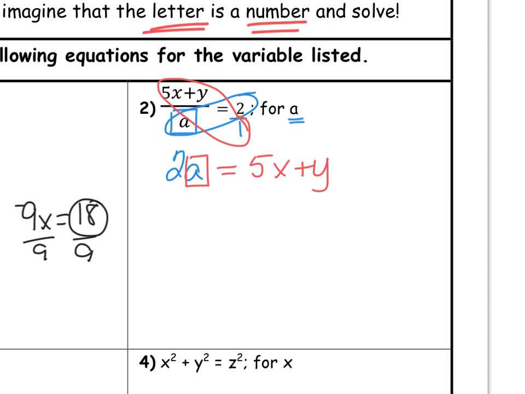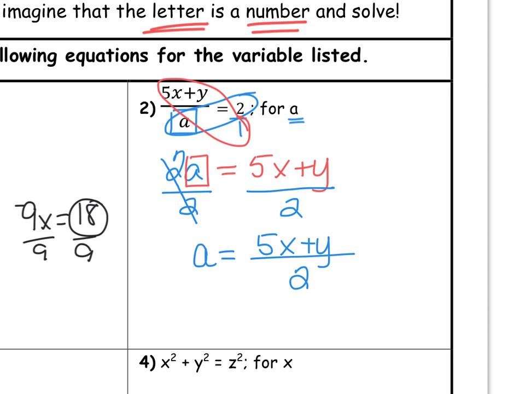So just like this was a regular equation, I'm going to divide the left side by 2, and I'm going to divide the right side by 2. That's going to cancel. I get left with a equals the quantity 5x plus y divided by 2. I don't know what x and y are. I don't care. I just needed to solve this equation in terms of a.